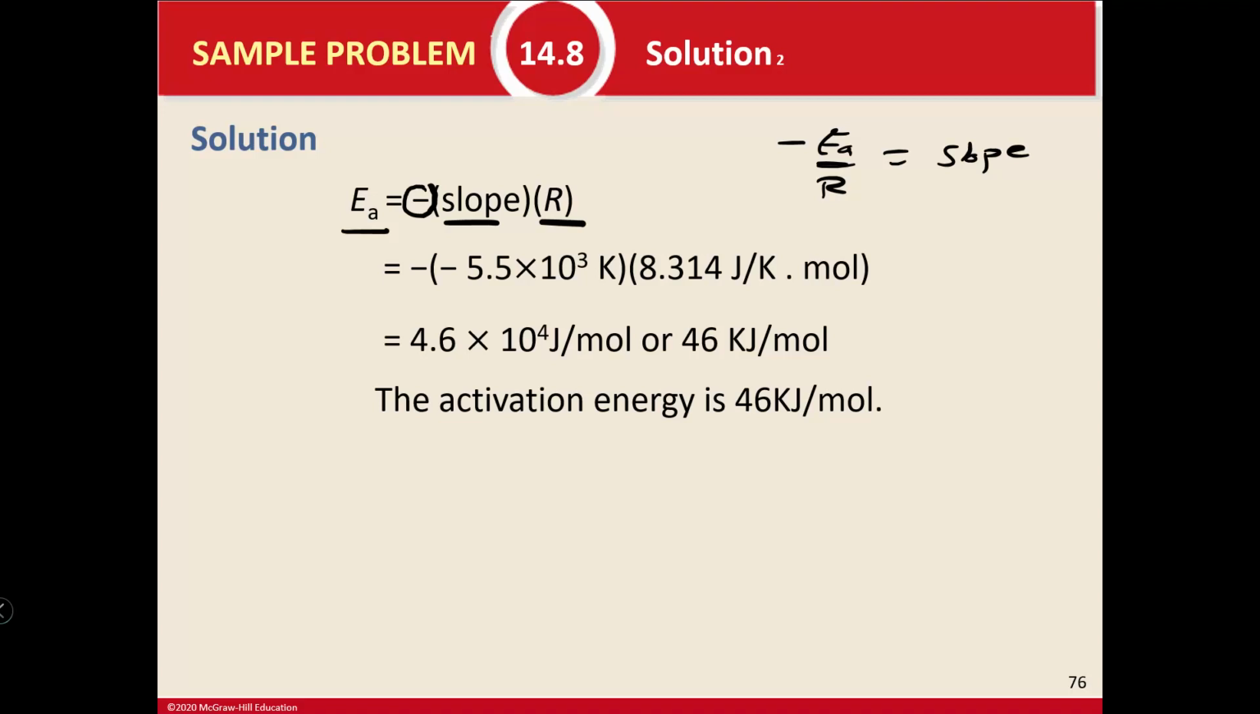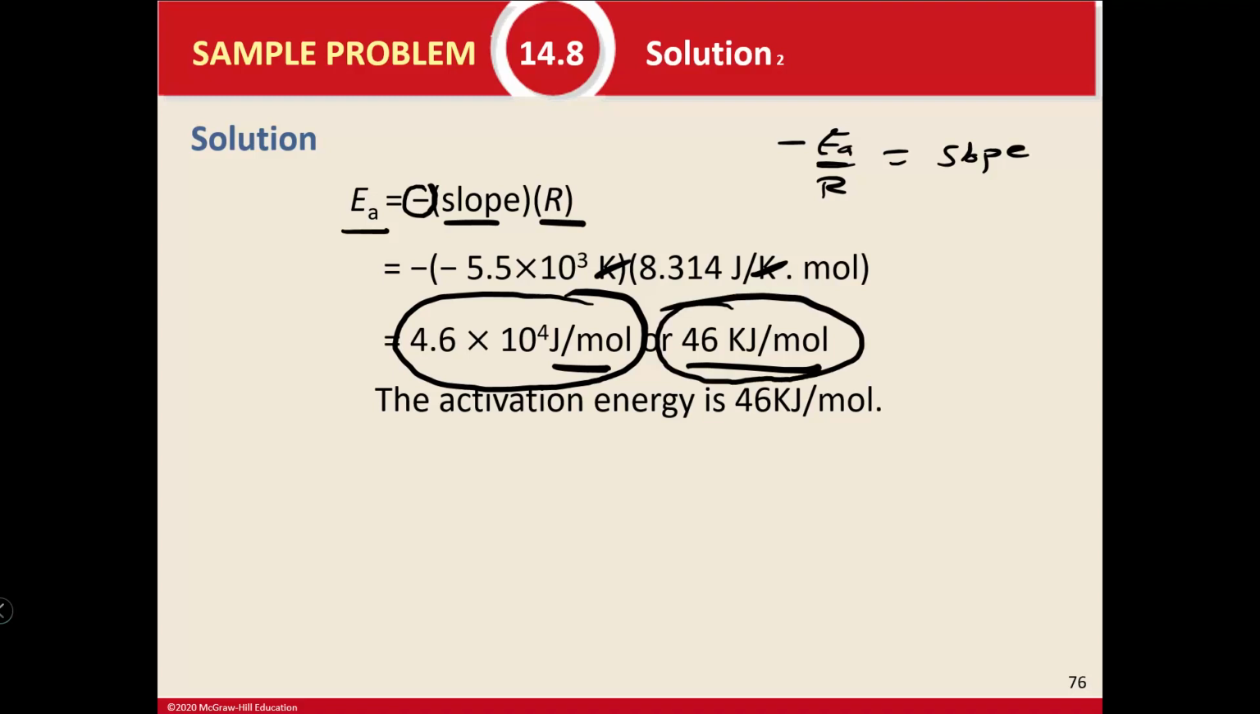Now, if you're watching this carefully, the Kelvin cancel out, and we're left with joules per mole, and most of the time, the question will ask you for the answer in kilojoules per mole. So again, watch your units carefully. When you solve this, you get joules per mole, but because most things on the human scale are in kilojoules per mole, a lot of times they'll ask for the answer in kilojoules per mole. So just be careful with that.